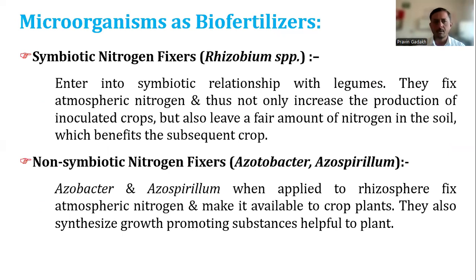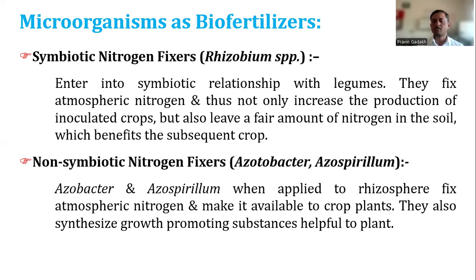Firstly, we'll discuss the symbiotic nitrogen fixer, and it is nothing but the Rhizobium species. They enter into a symbiotic relationship with leguminous plants, as we discussed in the last slide, and are involved in the nodule formation process with the plants, which is the association between plant roots and microorganisms. When they enter into symbiotic relationship with the leguminous plants, they fix atmospheric nitrogen, and thus not only increase the production of the inoculated crop, but also leave a fair amount of nitrogen in the soil, which benefits the subsequent crop.